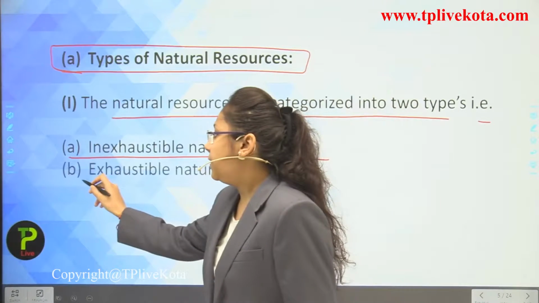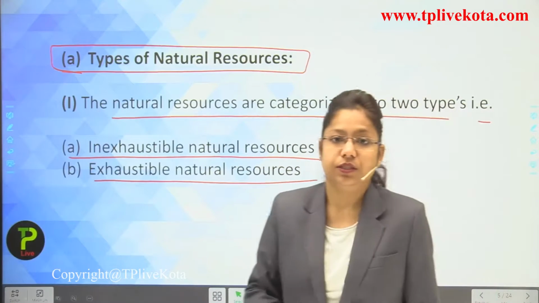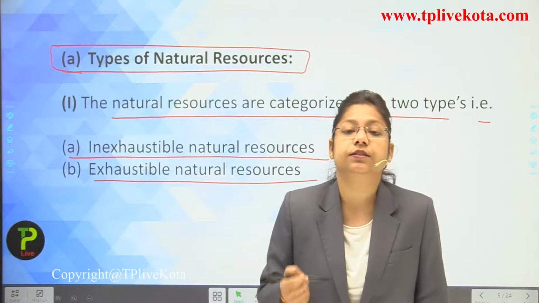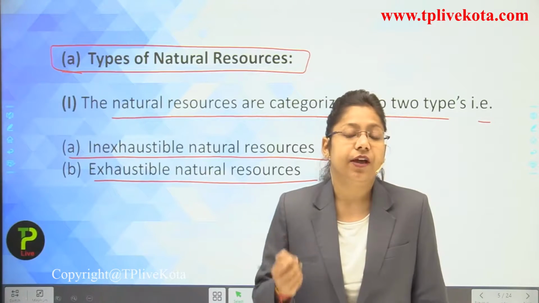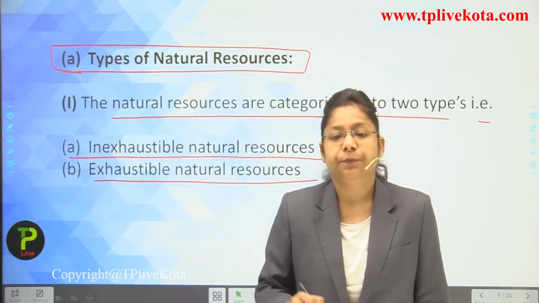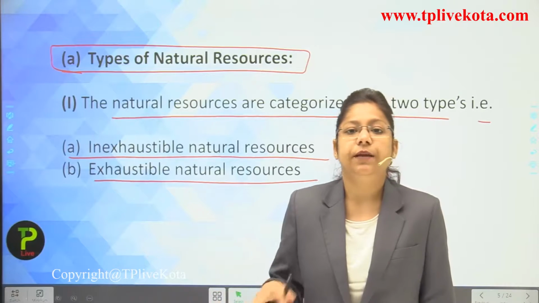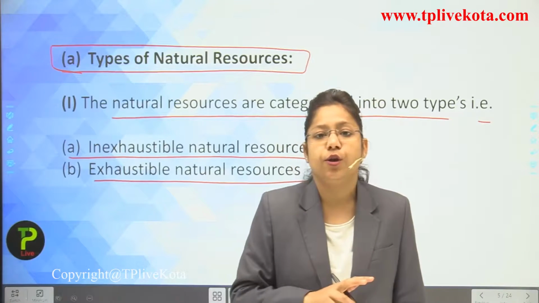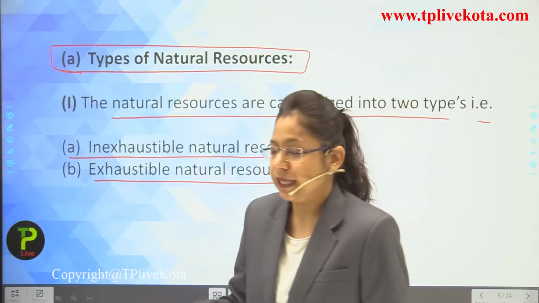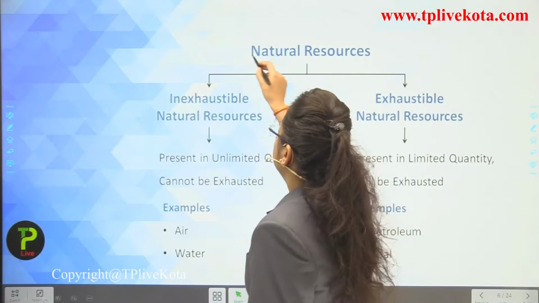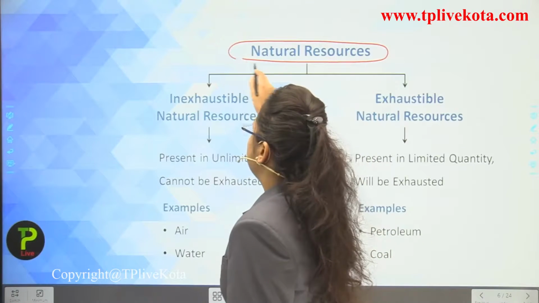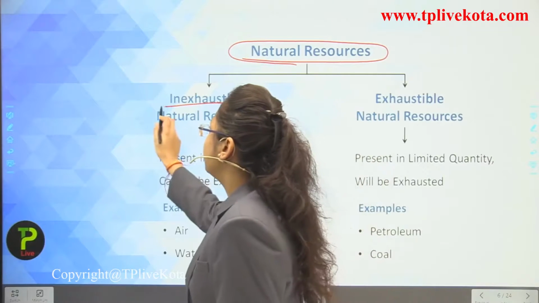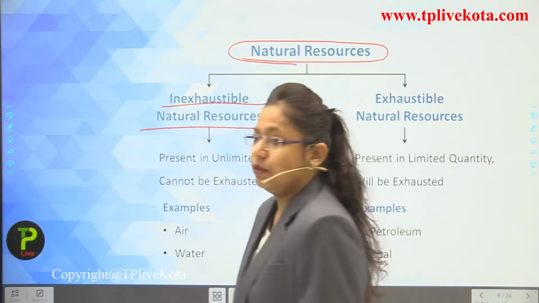But the next one is exhaustible natural resources. Exhaustible natural resources can vanish from our environment someday. But actually it is again of two types, the renewable ones and the non-renewable ones. We are going to talk about that in the next slide. So we can see here, this is a flow chart of the natural resources. Firstly we are going to talk about the inexhaustible natural resources.